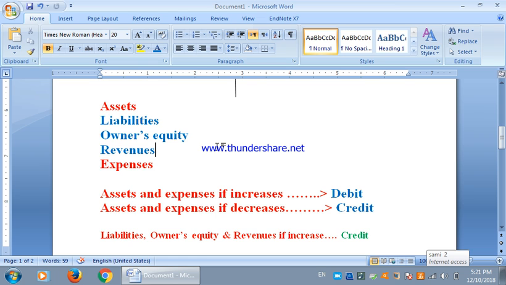So this is a very simple and straightforward rule you need to keep in your mind, and throughout your accounting courses, throughout your accounting chapters, you need to follow this basic rule of debit and credit.